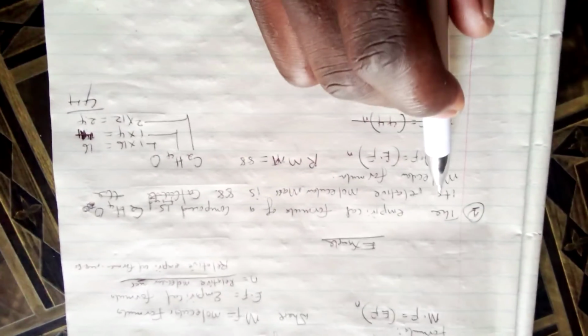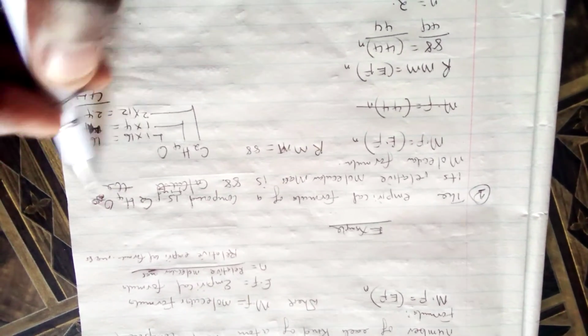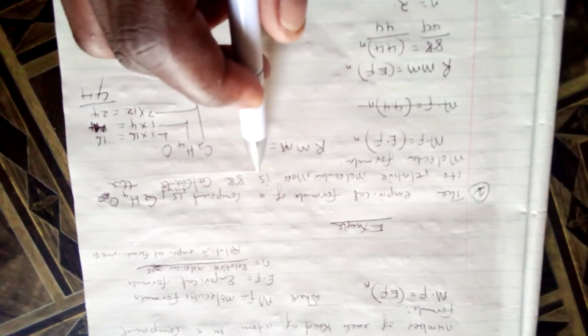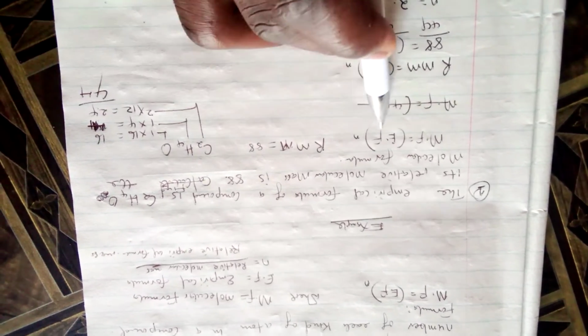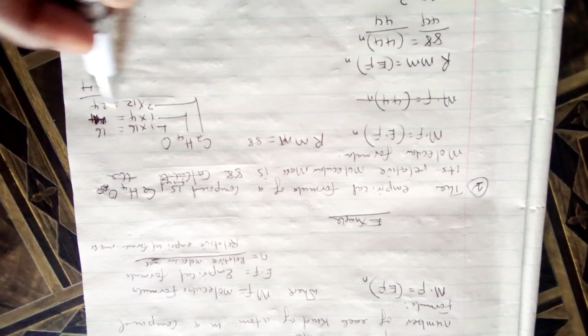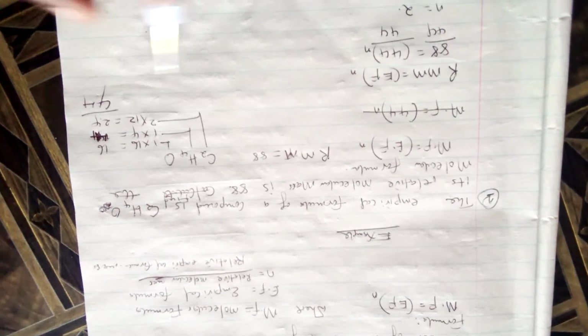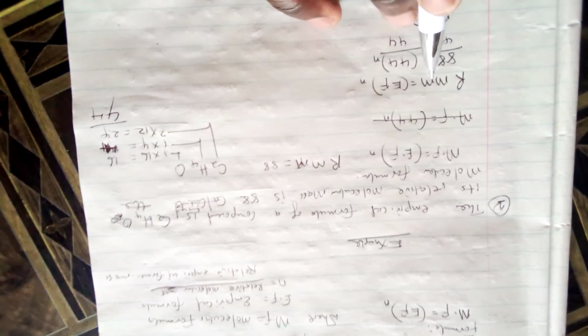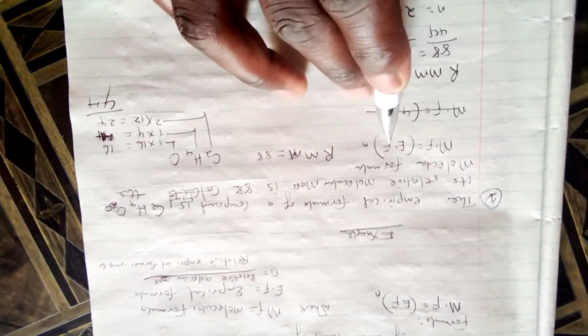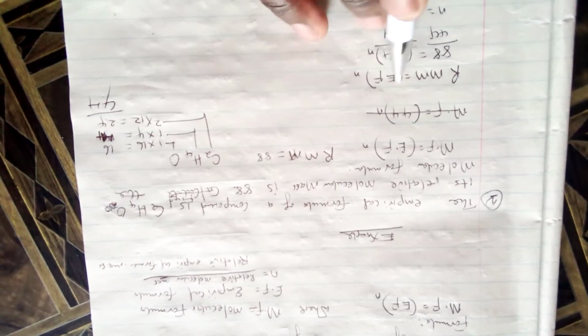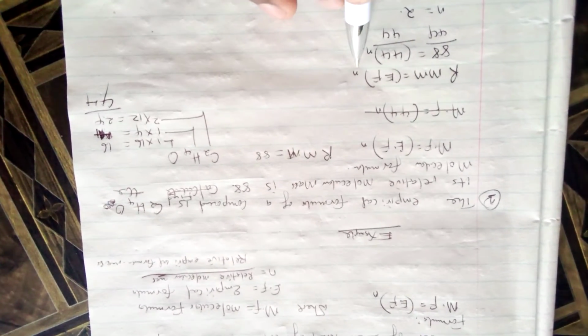Look at this question. The empirical formula of a compound is given as this one. Then its relative molecular mass is 88. Find the molecular formula. First, you have to find the mass of the empirical formula, which is 44. Then we say relative molecular mass is equal to EF times N. We deal with relative molecular mass first, because our idea is finding N.